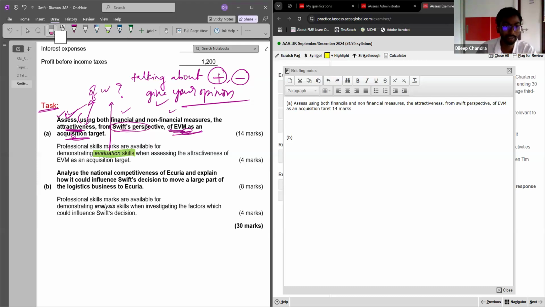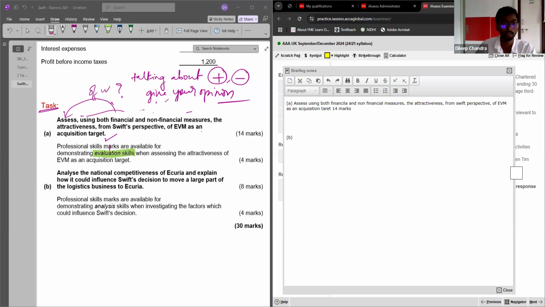So we have to be careful here and make use of these commas. As and when there are commas, the information in between the commas explains the word existing before that comma. So we can skip this for now: assess the attractiveness, and skip this, of EVM as an acquisition target. Once you understand that, then you read in between: which perspective, financial, non-financial, and all those things. Sometimes we might get confused, so I just wanted to mention that.